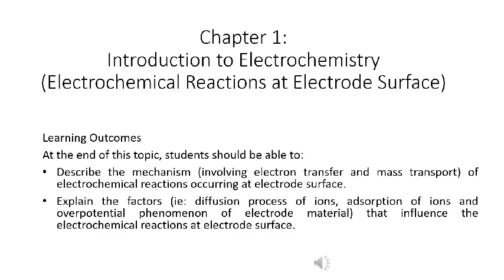Okay, I think that's all for today. I hope that you understand the first objective. You should be able to describe the mechanism of the electrochemical reaction occurring at the electrode surface involving electron transfer and mass transport. The mechanism involves two processes, which are the electron transfer process as well as the mass transport process. Mass transport consists of three different modes: diffusion, convection, and migration.